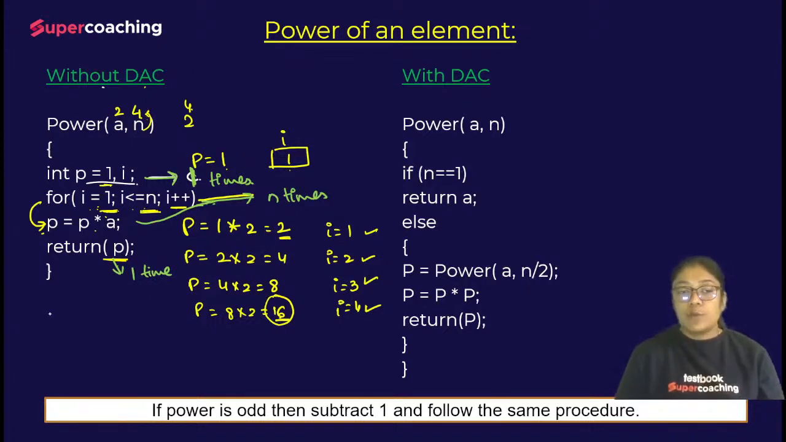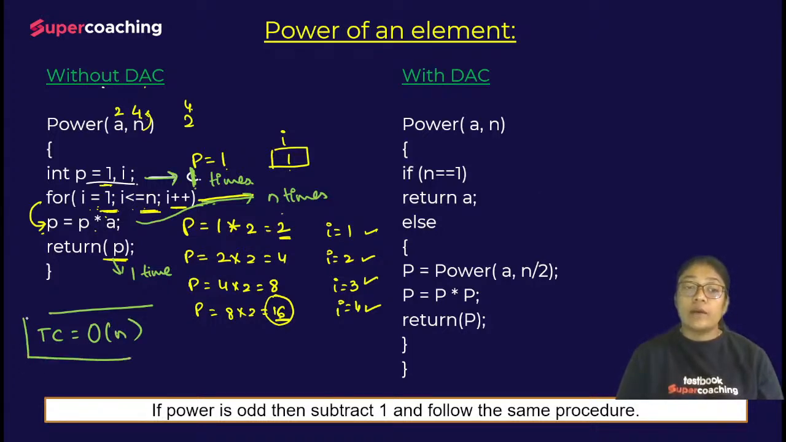If we return, what time complexity will come? Here the maximum value is 1 or n. It's obviously n, so the complexity comes out to be order of n. This is without divide and conquer.